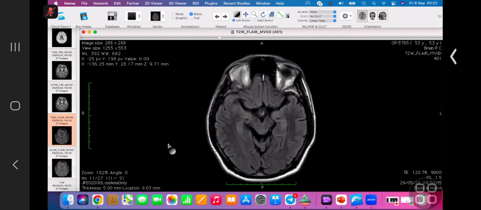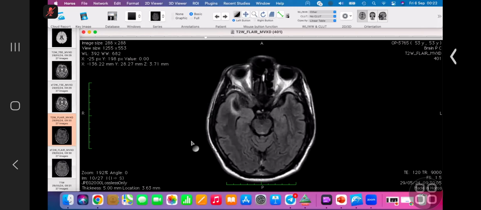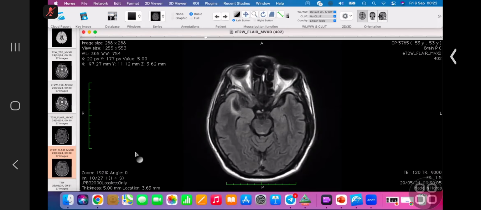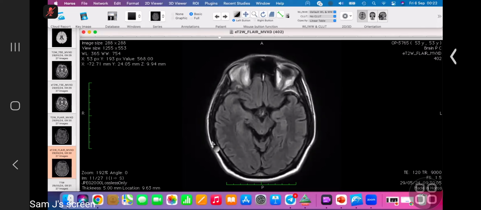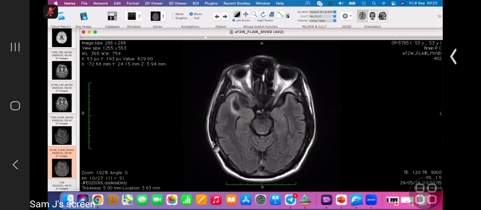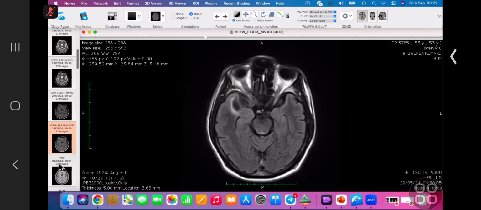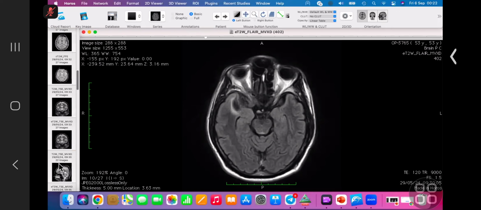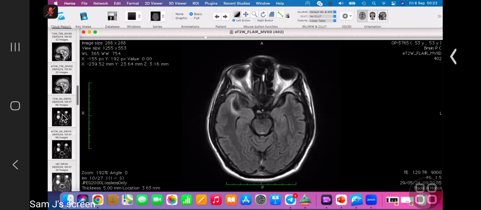You see tortuous vessels going across these areas. So that's the T1 next. T1. Can you appreciate those tortuous vessels? Yes. Then post contrast. Let me show you.